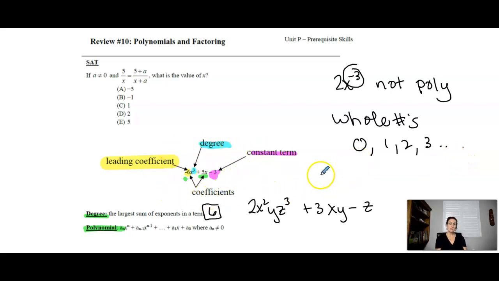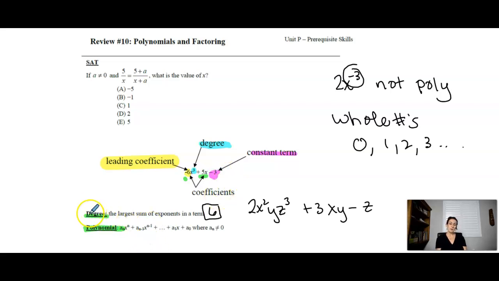Looking at a polynomial, here's a polynomial. You have terms connected with add and subtract signs. The leading coefficient is the -6, which goes with the degree. Degree is the largest sum of exponents in a term. Here the degree is 3 because it's the largest exponent. 5 happens to be a coefficient along with -6. -6 is just a special coefficient called the leading coefficient, and -3 is the constant term.